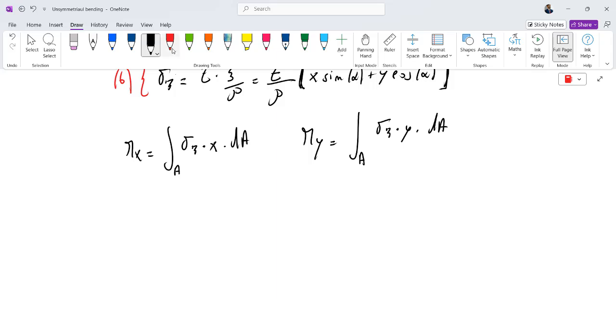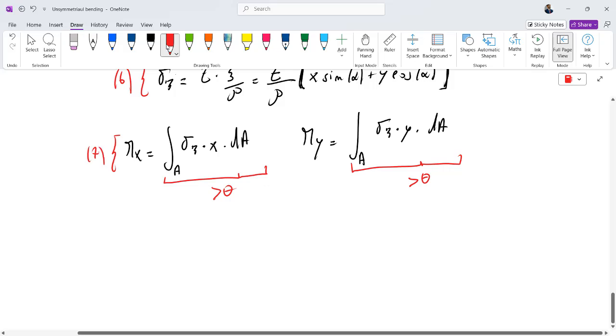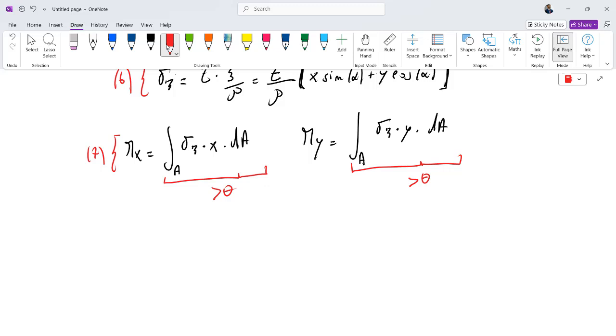This integral is clearly positive because mx and my must be positive. So this quantity is greater than 0 and this quantity is greater than 0. So this is equation number 7. And now we can express the mx and my moments. If you do some calculus, you obtain this.